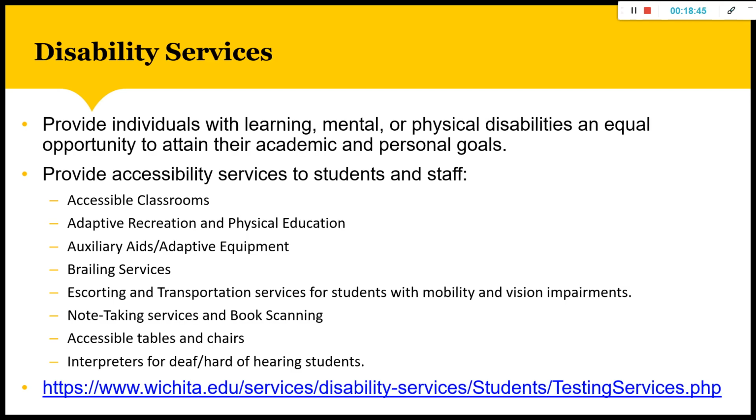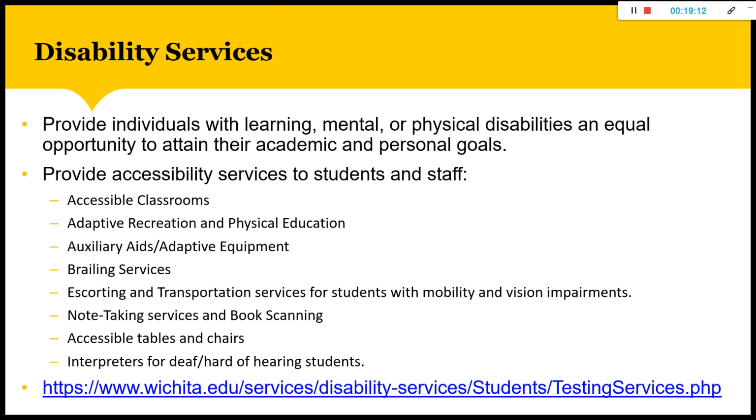Disability services. I did want to get into this a little bit here. So disability services for individuals with a disability provides those individuals with learning, mental, or physical disabilities an equal opportunity to attain their academic and personal goals. It also provides accessibility services to students and staff. I included our website down there that does contain some more detail into the specific disability services that we offer.